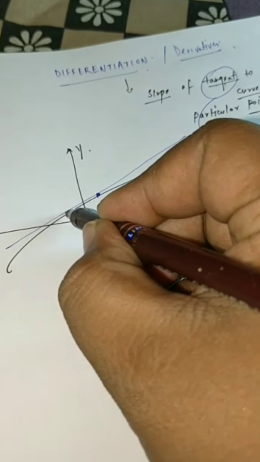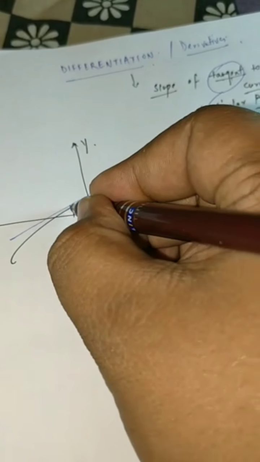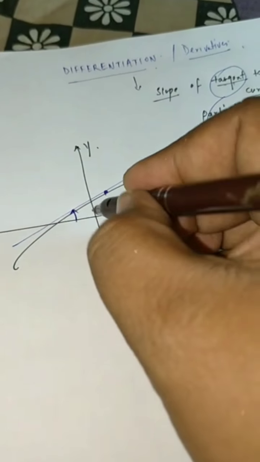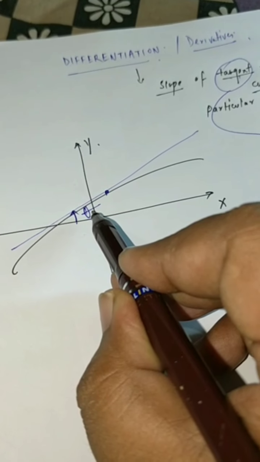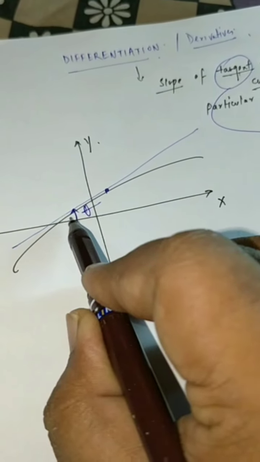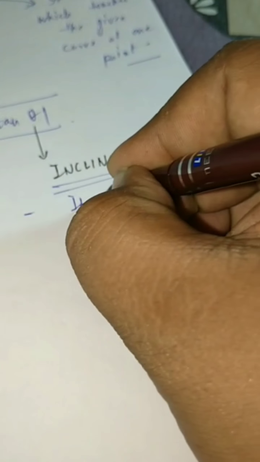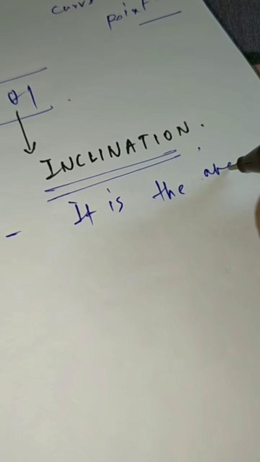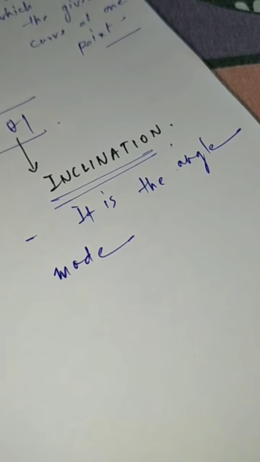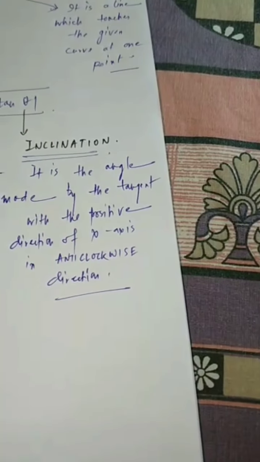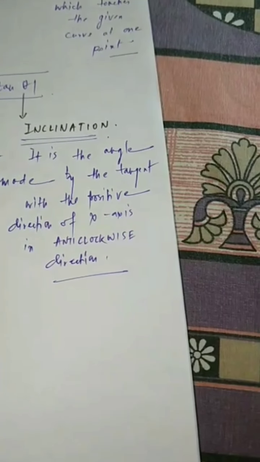That inclination is the angle made by the tangent with the positive x-axis in the anti-clockwise direction. So inclination, this is the angle theta. Inclination is the angle made by the tangent with the positive direction of x-axis in the anti-clockwise direction. That is why I have shown this arrow. So this is the definition of inclination. It is the angle made by the tangent with the positive direction of x-axis in the anti-clockwise direction.